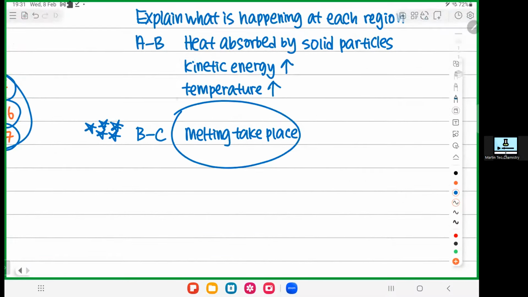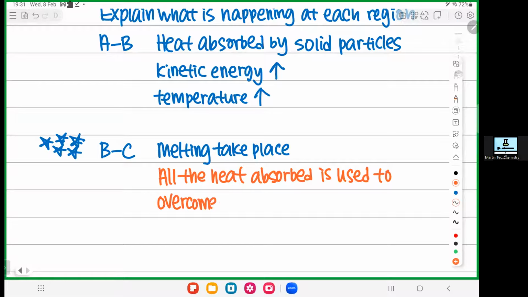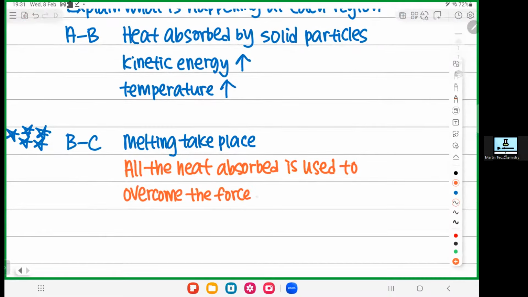So when melting takes place, what happened? This is very important. So let's use the red color. All the heat absorbed. So all the heat that we take in, they become the knife, is used to overcome the force of attraction. All the heat that we absorb, we use them to overcome force of attraction.